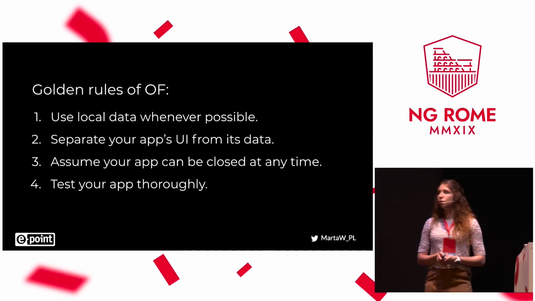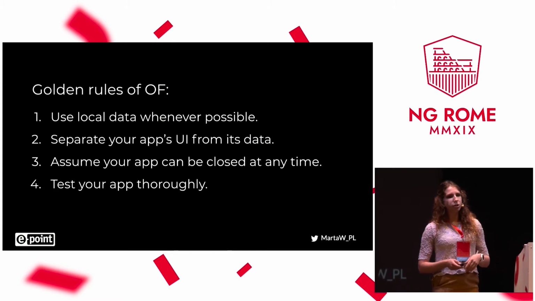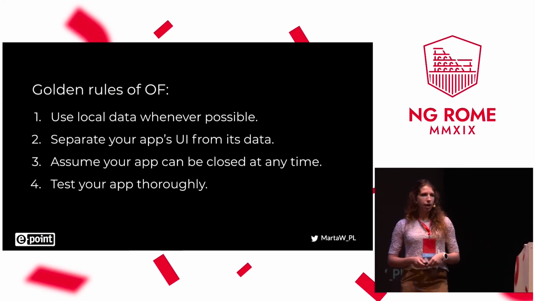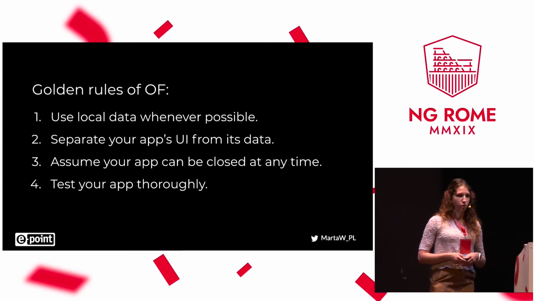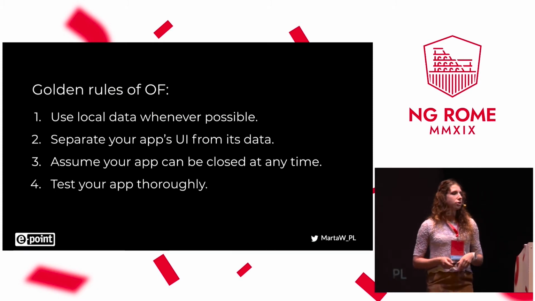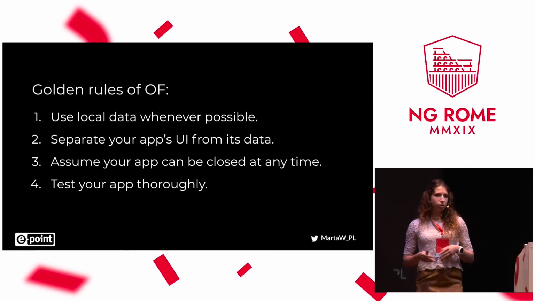And there are golden rules of the offline first approach. The first one tells you that you should use local data whenever it's possible. And you can use XML HTTP requests to get network resources and then store them locally in your browser or in the device. And today I want to tell you about offline storages that are possible to use in your web app. The second point is about storing the app user interface separated from its data.